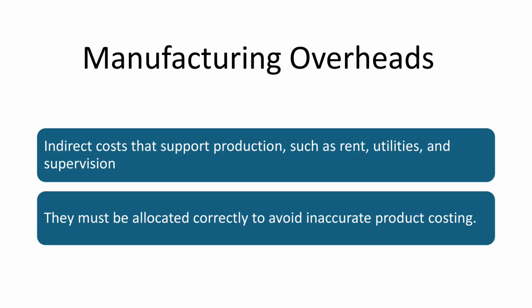3. Manufacturing overheads, which are indirect costs. These cannot be traced to a single product, but are essential for production. Examples include factory rent, utilities, supervisor salaries, cleaning services, and maintenance. Overheads must be allocated carefully because inaccurate allocation can distort production cost. Understanding these elements helps identify where money is spent and how each part contributes to the total cost of production.